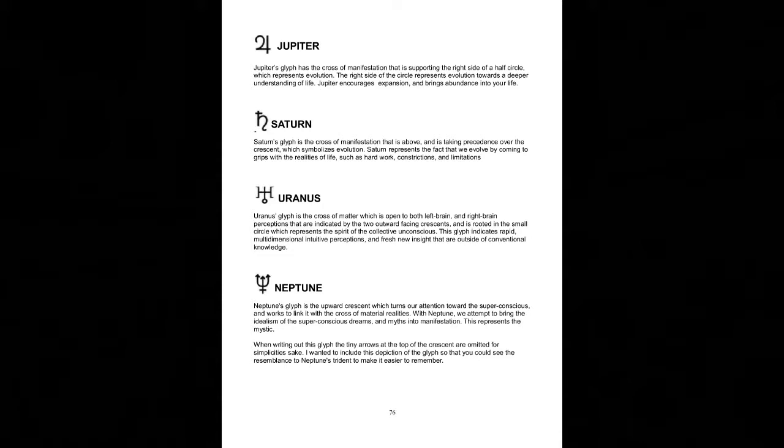Jupiter. Jupiter's glyph has the cross of manifestation supporting the right side of a half circle, which represents evolution. The right side of the circle represents evolution towards a deeper understanding of life. Jupiter encourages expansion and brings abundance into your life.